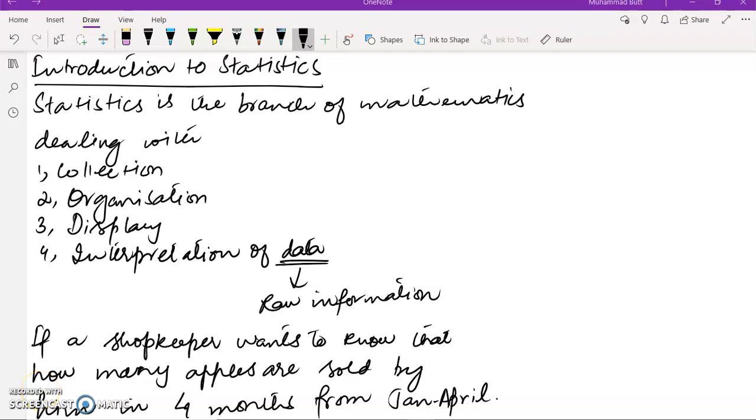Today we are going to start a new topic, and that is Introduction to Statistics. Statistics is the branch of mathematics dealing with collection, organization, display and interpretation of data. So what is data? Data is actually the raw information.